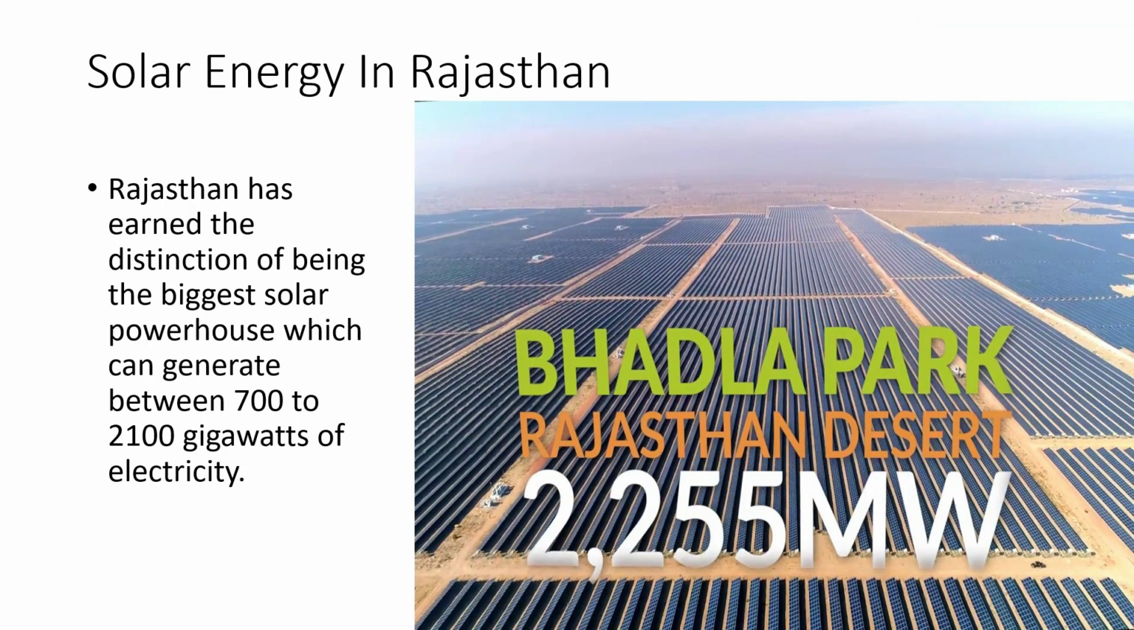This is the Bhadla Park in the Rajasthan desert. Rajasthan has earned the distinction of being the biggest solar powerhouse, which can generate electricity between 700 to 2100 gigawatts of electricity.